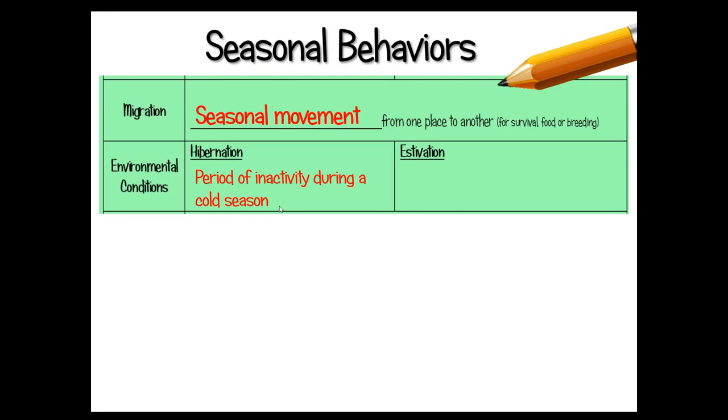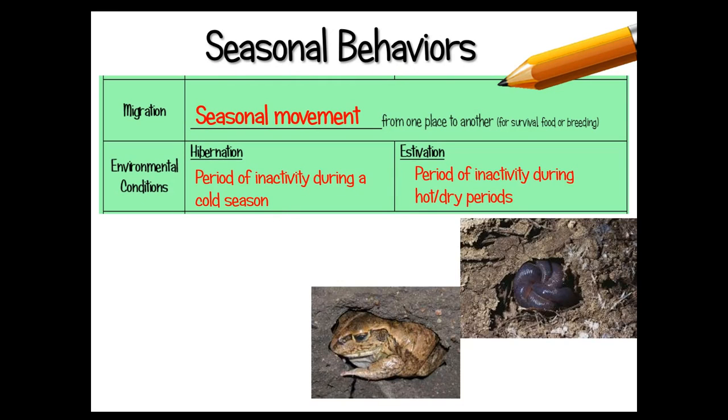Estivation is really similar. Estivation is a period of inactivity during hot or dry times. So a lot of desert animals will do this. These are worms, actually. Worms will burrow underground kind of together to help retain moisture if it's really, really dry. Frogs will do this during just certain parts of the day. So it's not totally the same as hibernation. It's not always for an entire season. Sometimes it's just during a really, really hot or dry period. But they're basically the same.